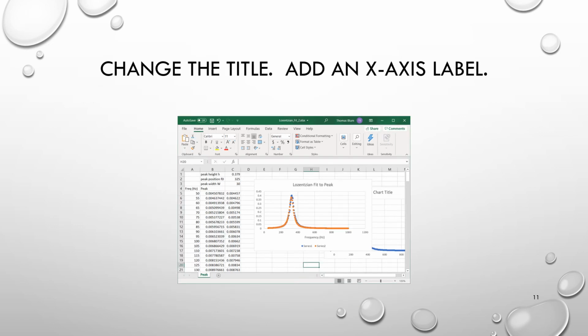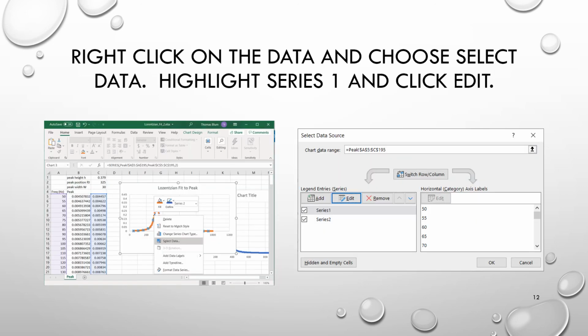So just a little cleanup. Let's change the title and add an x-axis label and call it frequency. Next, we're going to update the legend. So we're going to right-click on the data and choose Select Data.